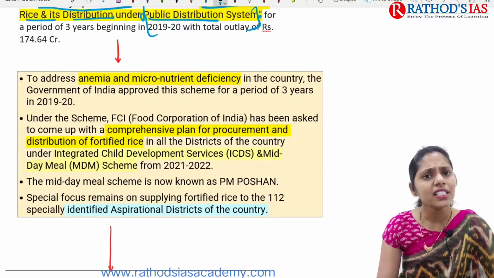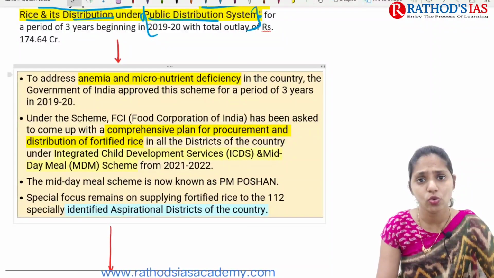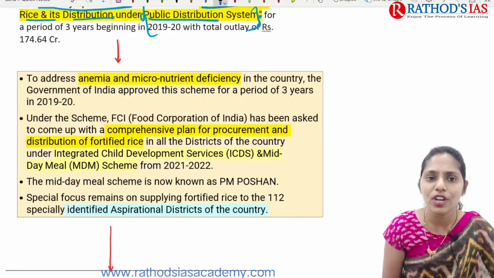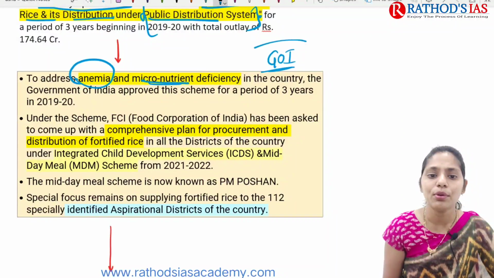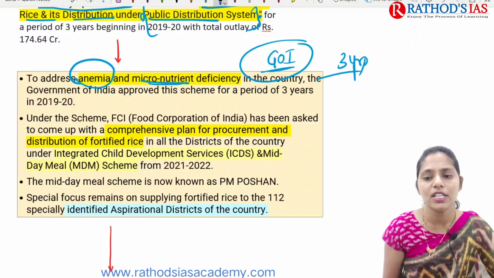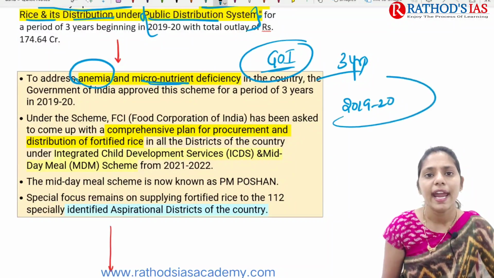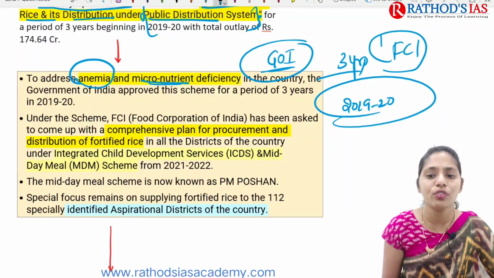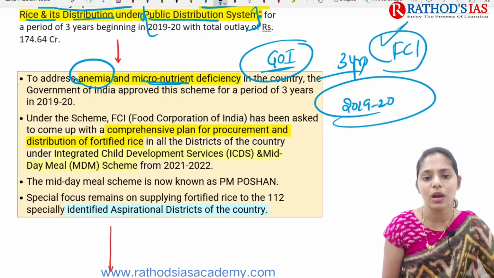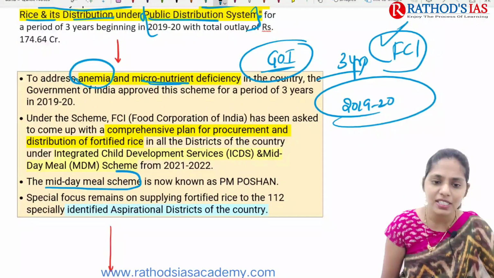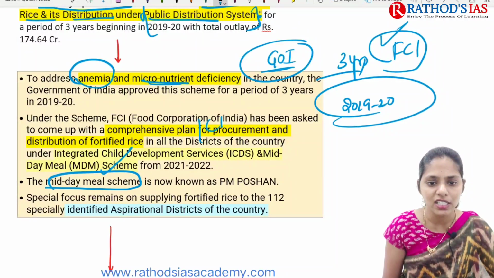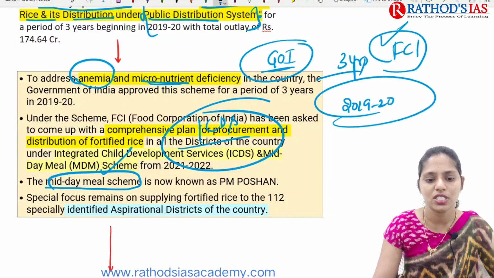So why do we need to supply this fortified rice? Mainly we are facing problems like anemia, micronutrient deficiency and malnutrition in the country. In this context, the Government of India approved this scheme for a period of 3 years from 2019 to 2020, and under this scheme the FCI, Food Corporation of India, has been asked to come up with a comprehensive plan for procurement and distribution of this fortified rice. Next, in the midday meal scheme, we are also going to provide this under the ICDS scheme, under the PM Poshan scheme.